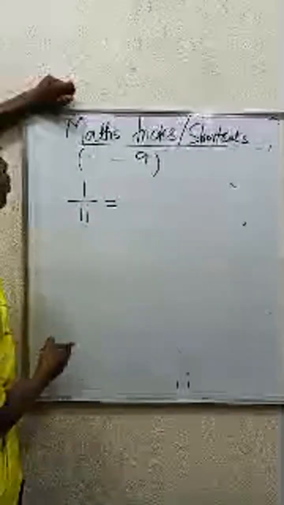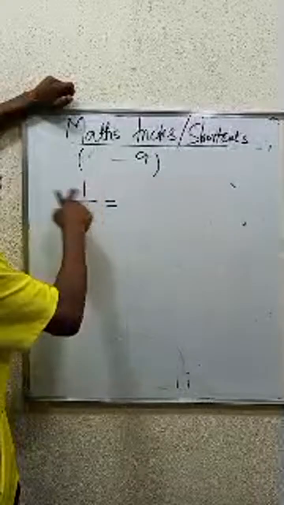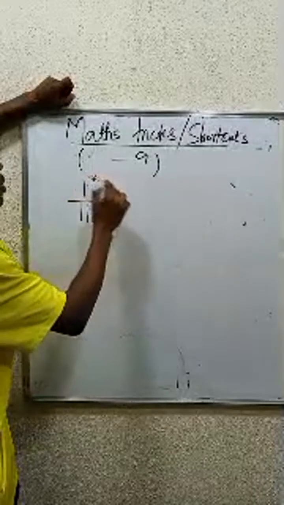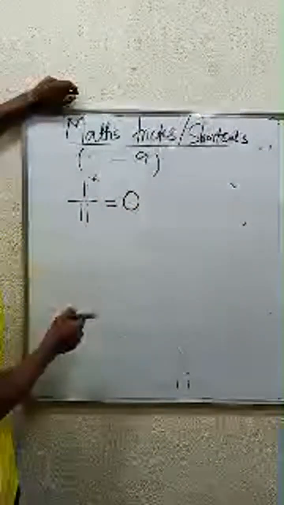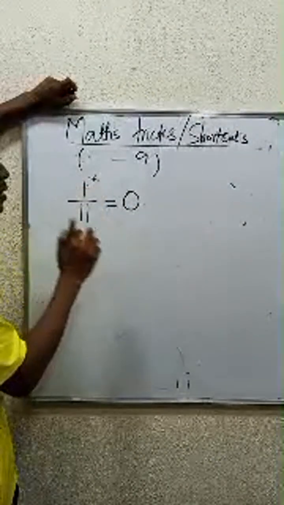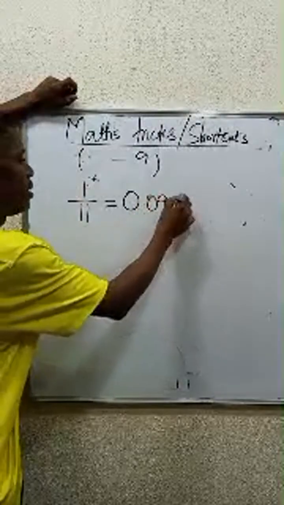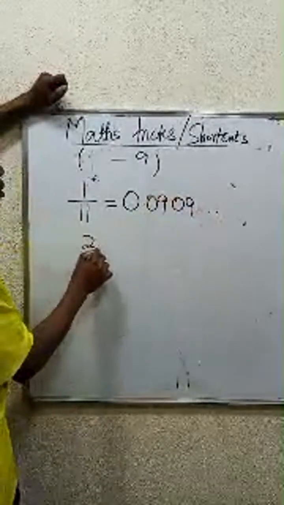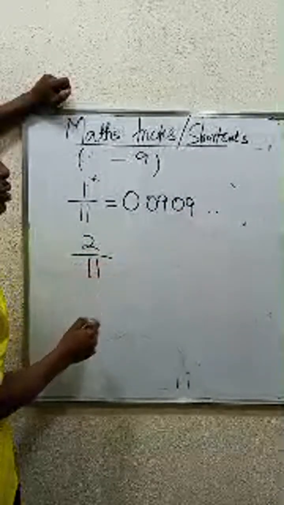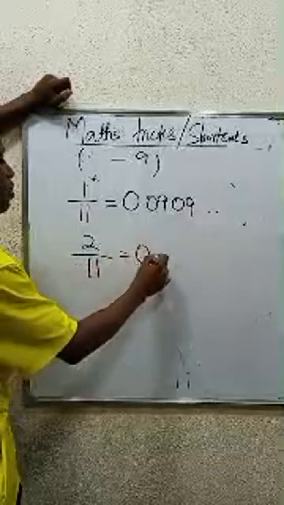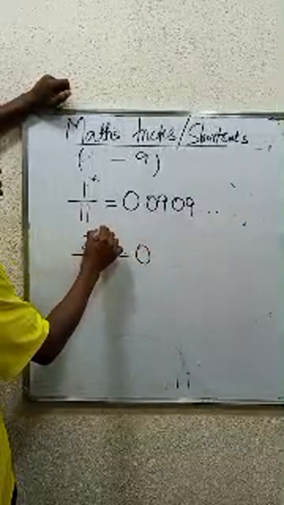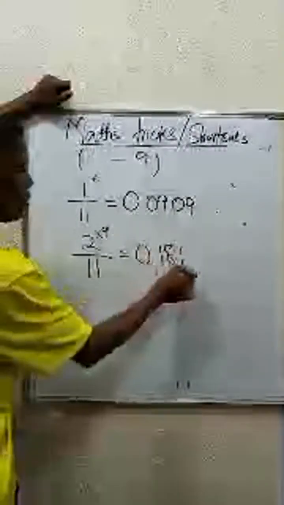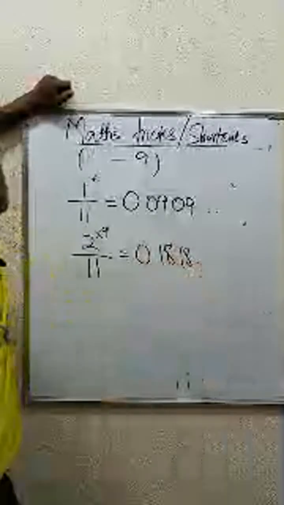All you have to do is just to multiply the given number by 9. Write 0 point, then multiply 1 by 9. It gives you what? 0909. So this is 09 recurring. What is 2 divided by 11? 2 divided by 11 is simple. 0 point. If you multiply 2 by 9, 2 times 9 is what? 18. You have it as 1818 and so on.